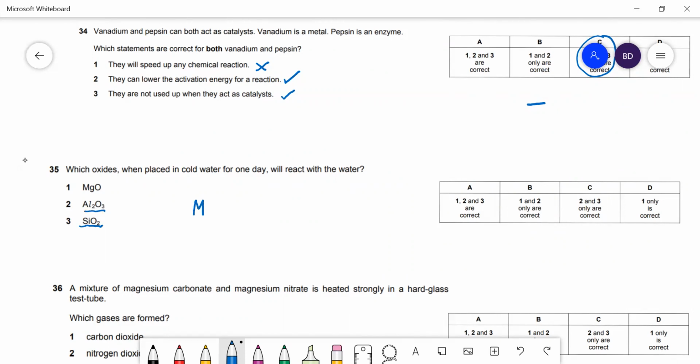Magnesium oxide reacts very, very slowly to form magnesium hydroxide, which is very insoluble. So the reaction just occurs on the surface of the powder, really, but it will react very slowly. And so the answer is just 1, which is D.